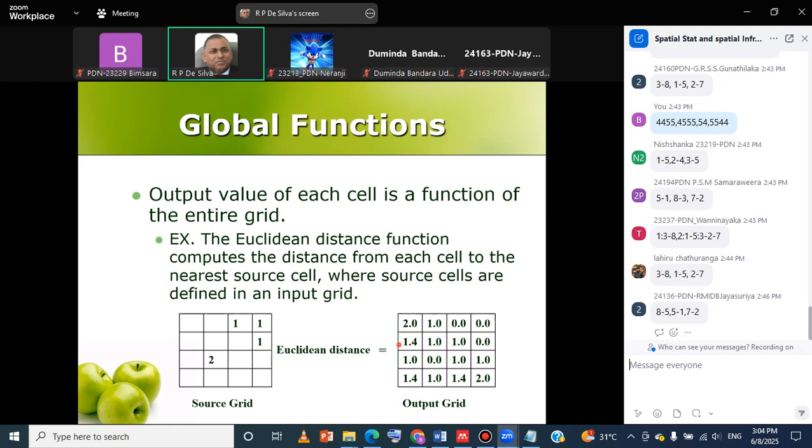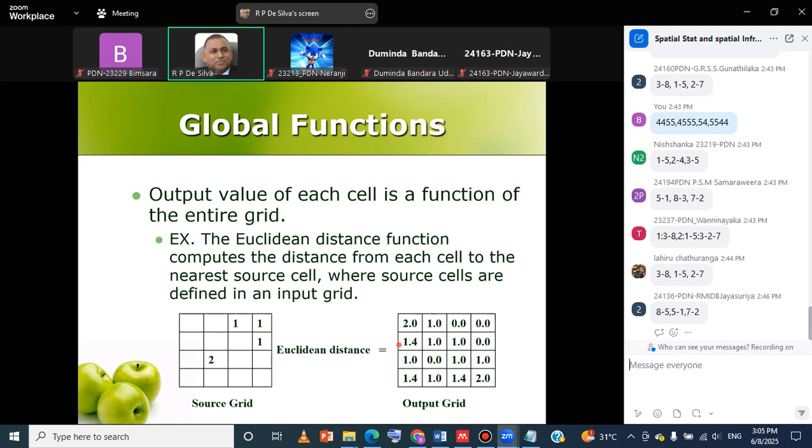Okay, assume the same source grid. Instead of Euclidean distance, use Manhattan distance. Use Manhattan distance and produce the output grid. How do you do it? Very easy. Okay, one thing I forgot.